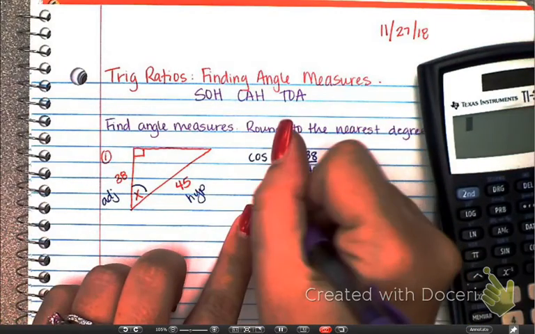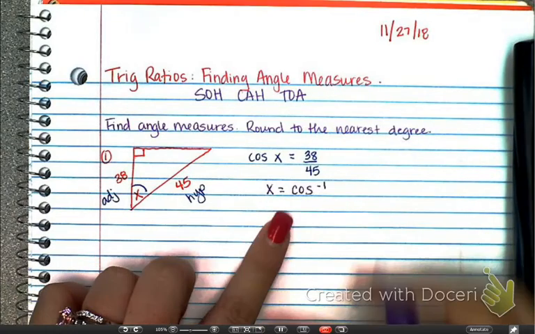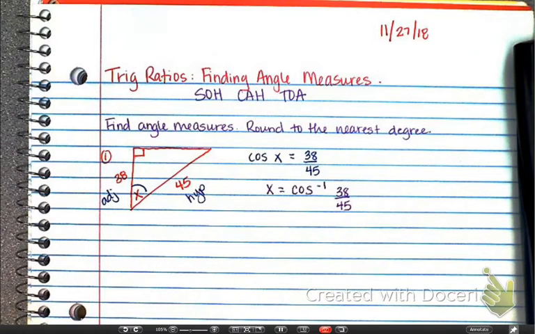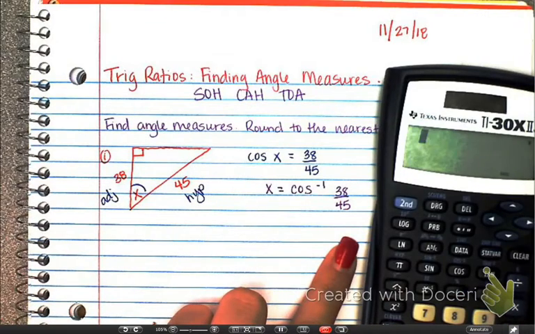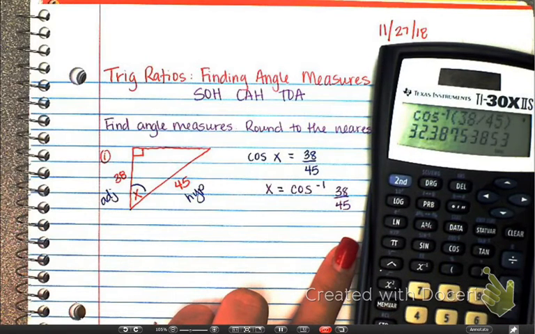So just watch. So it's going to be x equals the inverse cosine of that fraction. Because if I multiply cosine by the inverse cosine, they end up canceling out. And whatever you do to one side, you have to do to the other side. So in my calculator, if you have this one, you're going to have to press second cosine, but it'll be cosine to the -1, and then I type in that fraction, 38 divided by 45. Okay, we're rounding to the nearest whole number, so what will my degree be? 32.